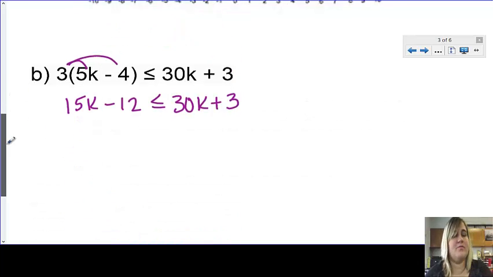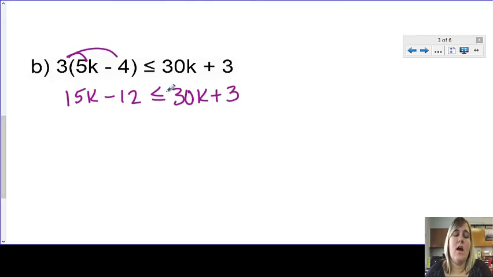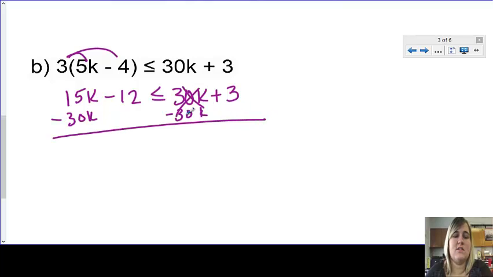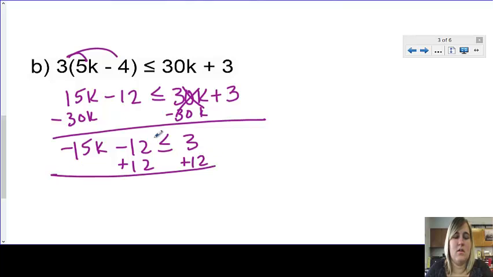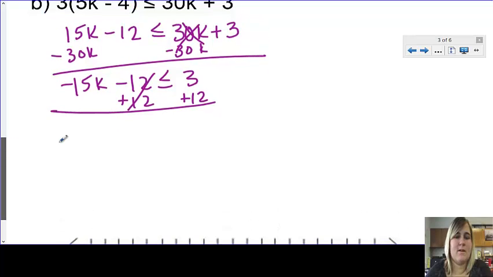So, all right, here I'm going to subtract 30k from both sides, so I have my variable on the same side to start with. So I get negative 15k minus 12 is less than or equal to 3. I'm going to add 12 to both sides. Okay. So when I do that, I have negative 15k is less than or equal to 15.